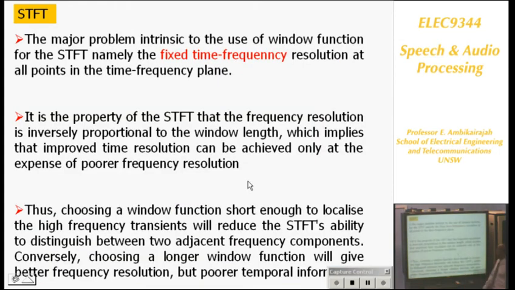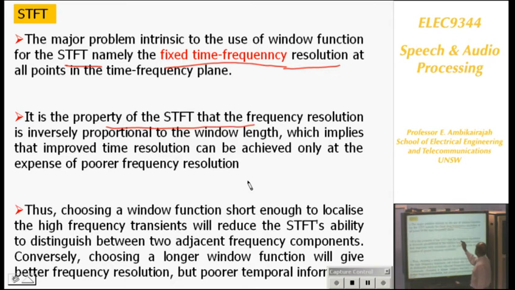So the major problem intrinsic to the window function in the short-time Fourier transform is fixed time-frequency resolution. Because you have fixed the window, you are using the same window. As soon as you fix the window, what happens? Your frequency resolution is fixed. That means your low-pass filter cutoff frequency is your resolution. And then your time resolution is also fixed. So both of them are fixed once you fix the window. Right. So that's what I'm explaining here.